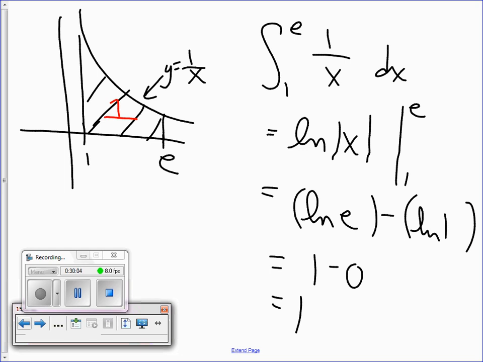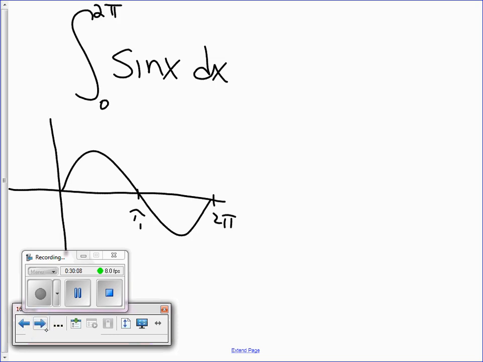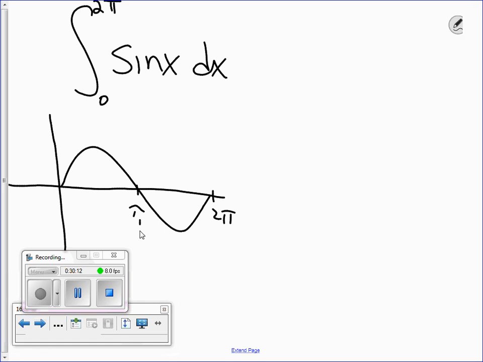Now, you're probably saying, yeah, but what if it's not always positive? Okay. Like, let's think about the sine of x from 0 to 2 pi. You see how it's positive up to pi, but then it's negative. Let's get this guy. What's the antiderivative of sine x?